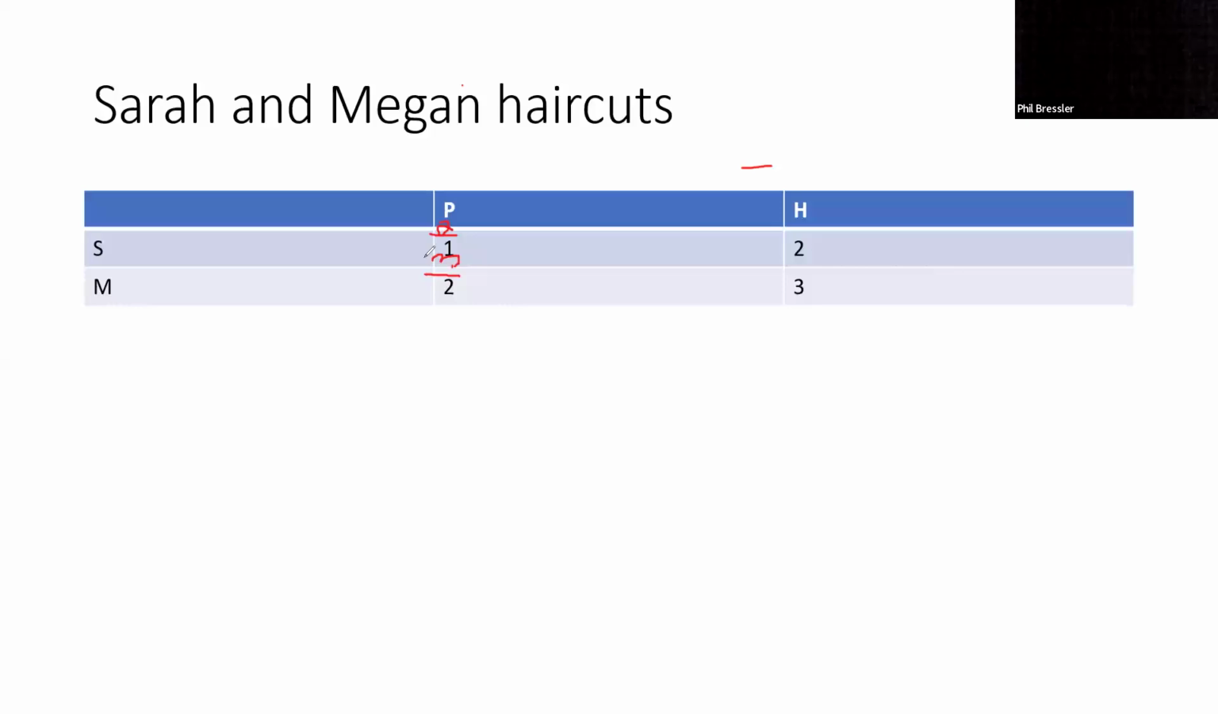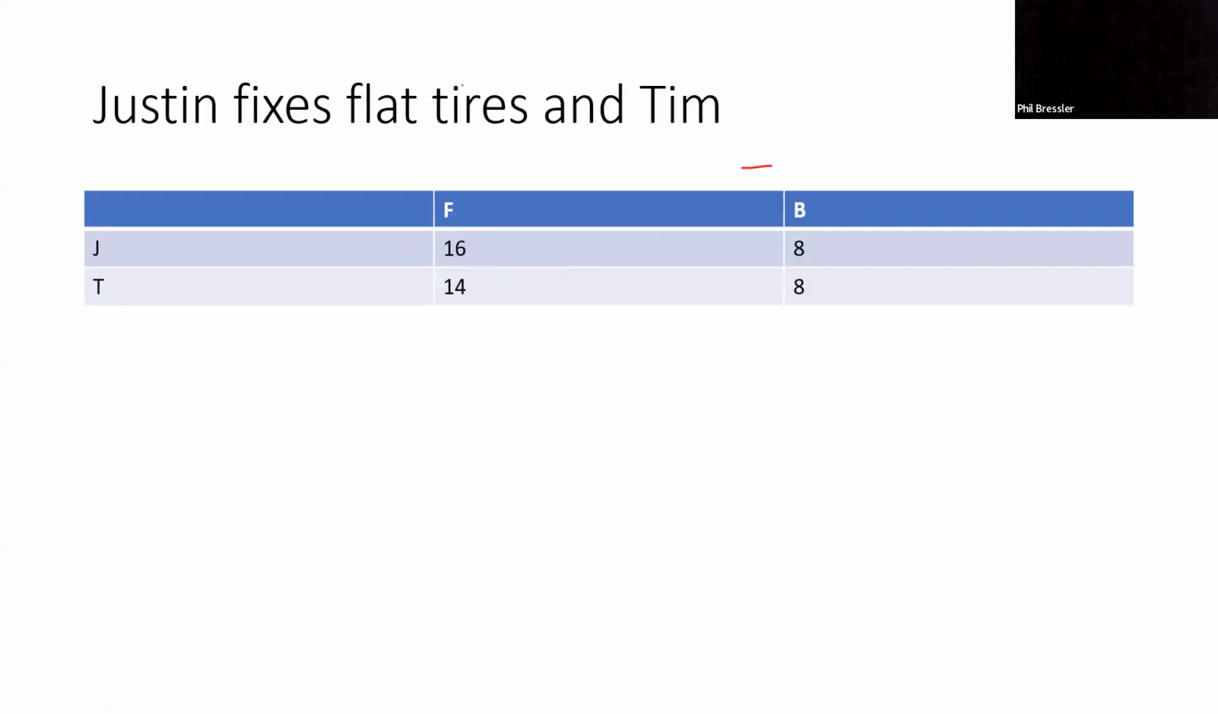Are we good on that? All right, let's go then. We could erase this and go to the next one. All right. So Justin and Tim fix flat tires. Who has the absolute advantage in flat tires? Justin or Tim? We got Justin, 16-14, and no one has it in brakes, 8-8.